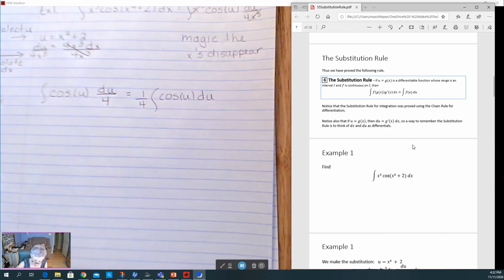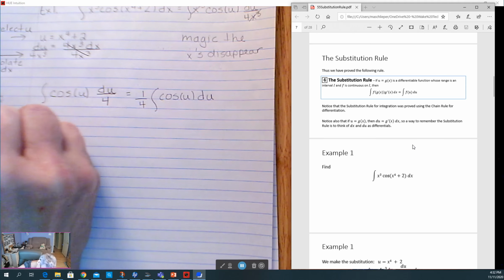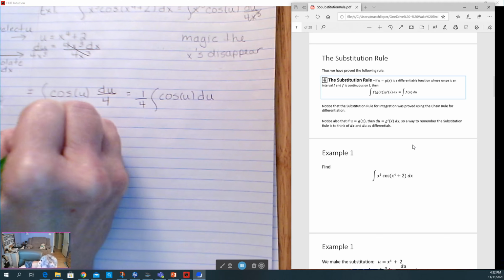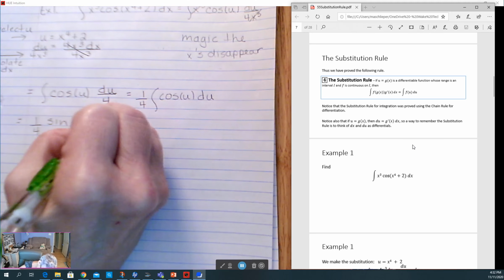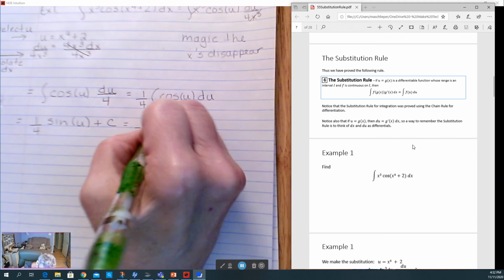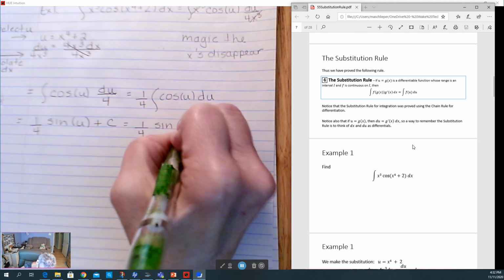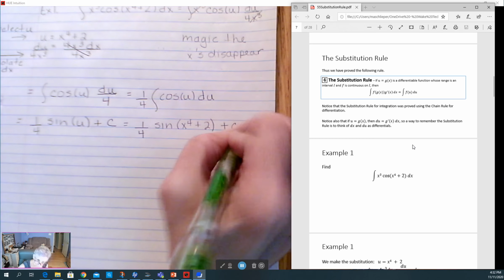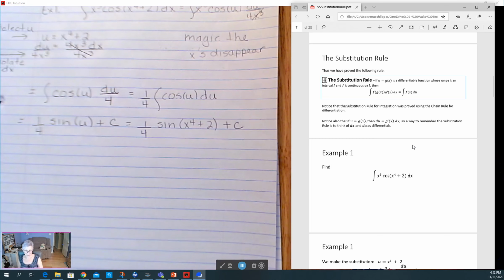And the integral of cosine is sine. Don't forget to add C. And then we bring our x back. You can always take the derivative of that and make sure that you did it right.